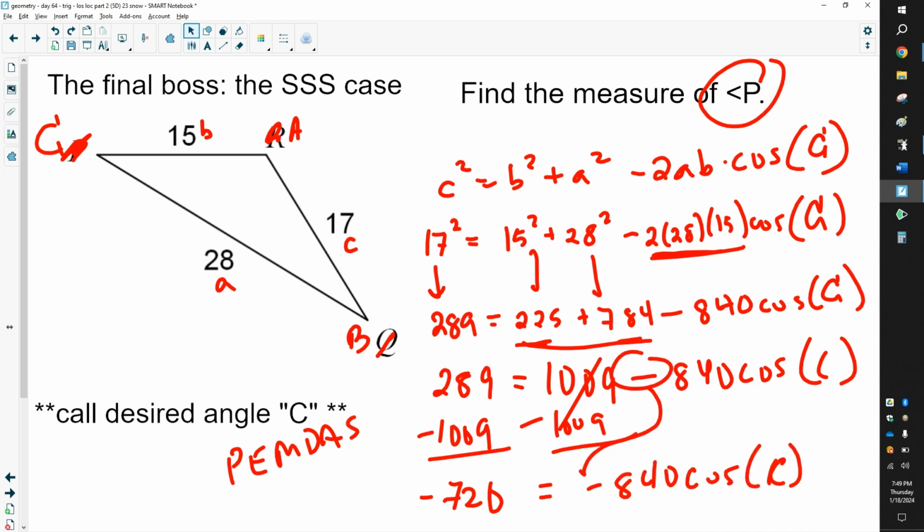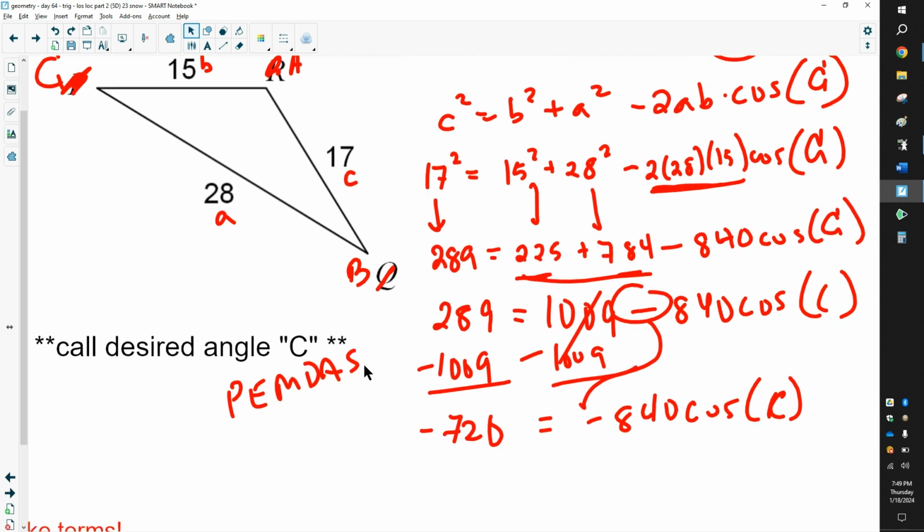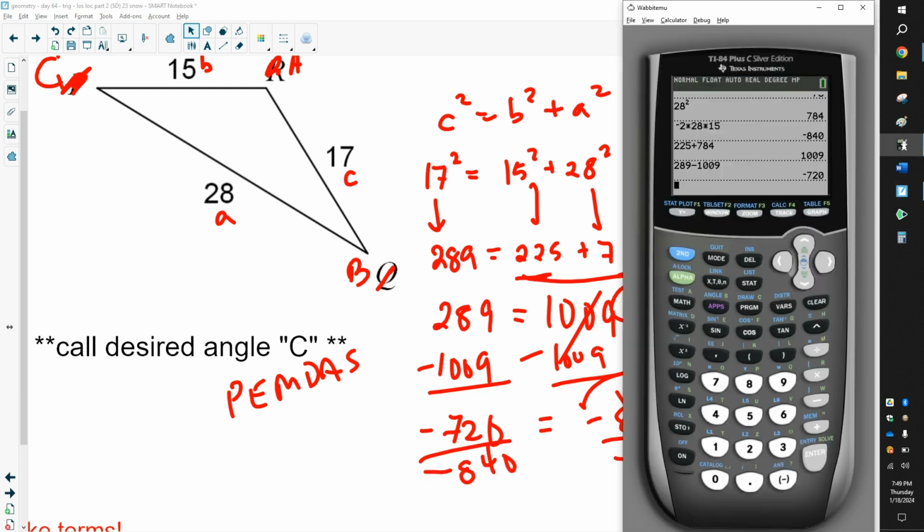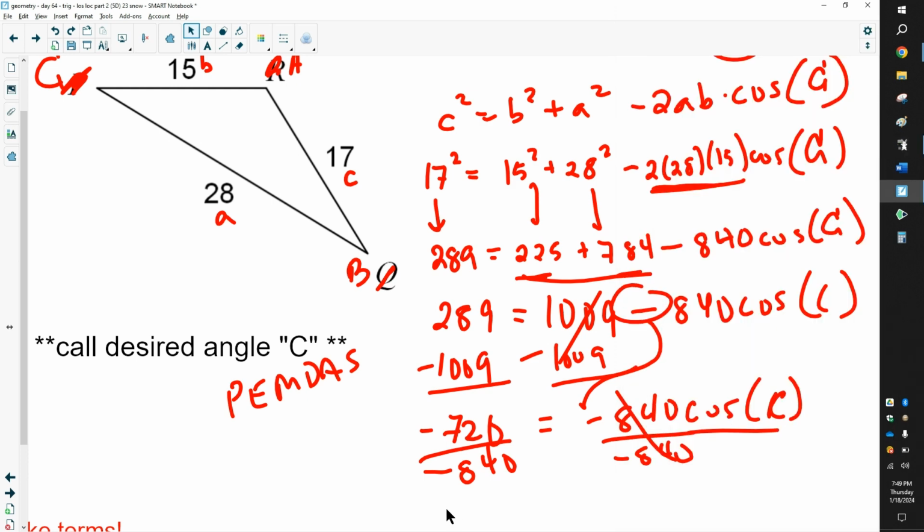And then to get cosine of C by itself, all one needs to do is to divide both sides by negative 840, which is going to be a positive number because of the way negatives work. So negative 720 divided by negative 840 gives us this decimal 0.857, and so on. And that equals cosine of C.